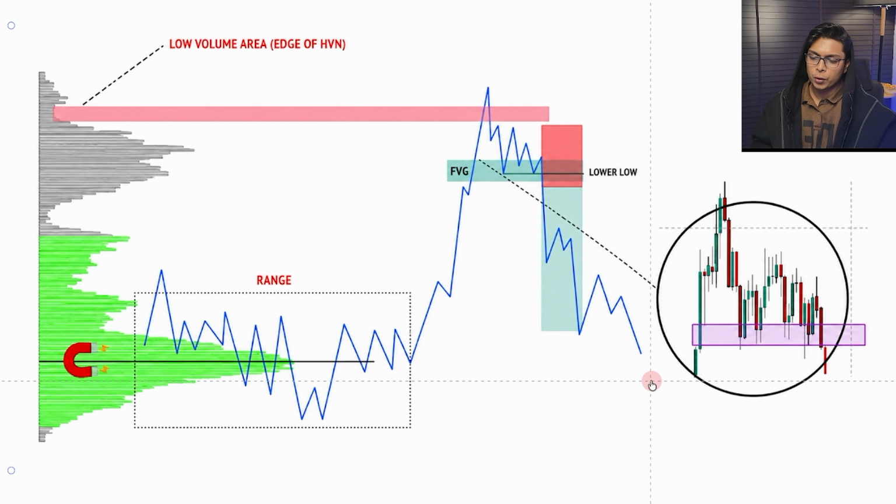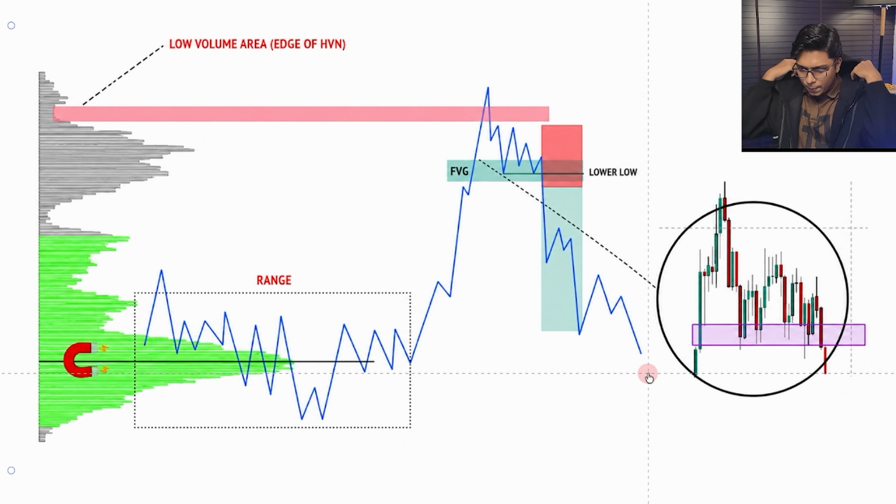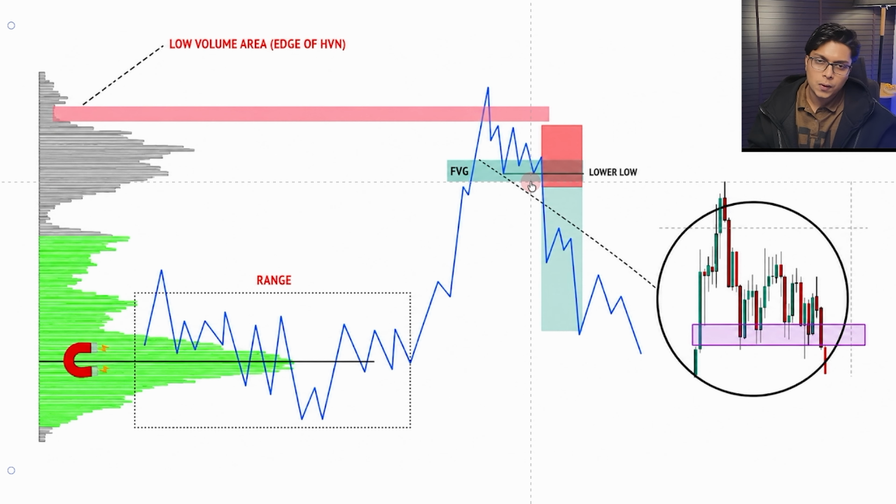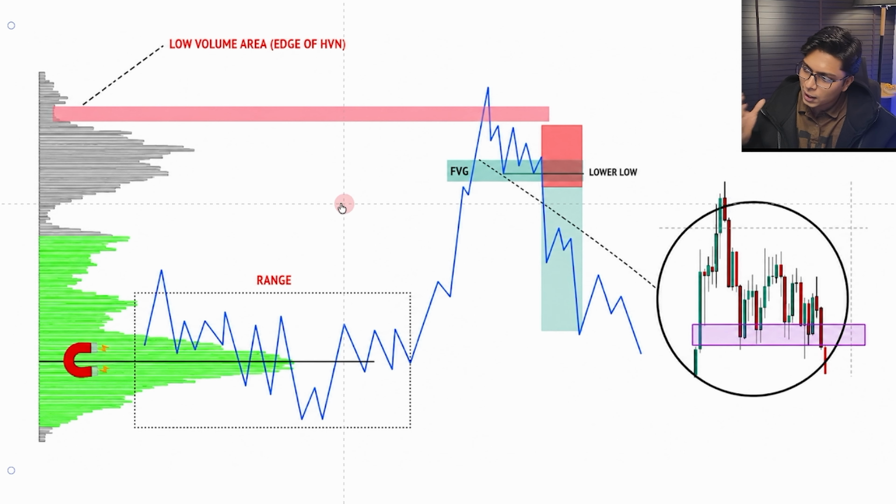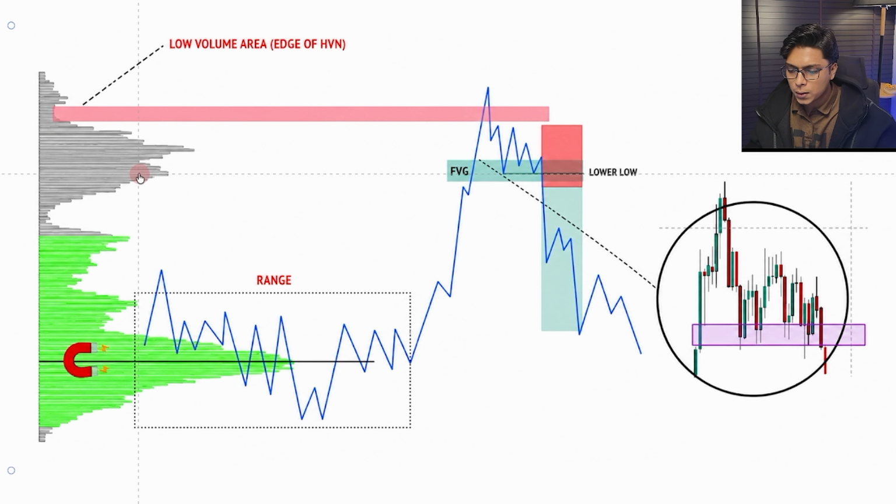Now, how to clarify that, or how to set a rule or a model which is going to help us understand how to use this gap, or inverse fair value gap, properly in order to be on the right side of the market. On the left, you can see that there is volume profile, and if you don't know how to use it, the video is already available on our channel.